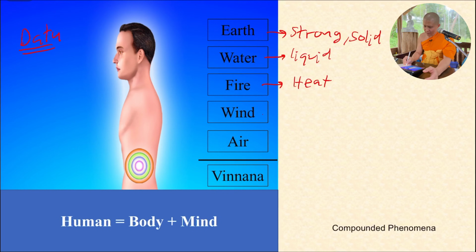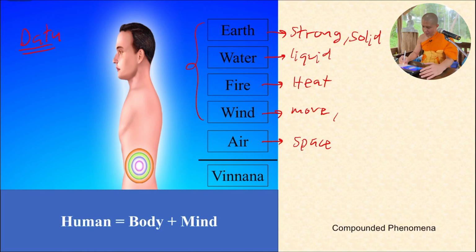And wind, what is wind? What's the difference between wind and air? Scientists only discovered four of these. They know earth, water, wind, fire. They know something solid, something liquid, something heat, and something that moves. Okay, when the air moves, it's called wind. But the air is just an empty space. When the air stays still, it's an empty space. But when it moves, it's called wind.